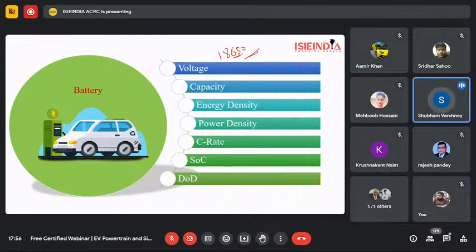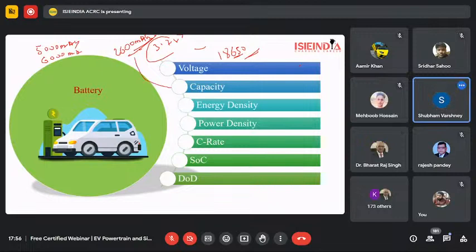So these single cells have a voltage of 3.7 volts, which is the nominal voltage, and the Ah may be 2600 milliampere hour. Like with phones, we have seen 5000 mAh, 6000 mAh. So this single cell has 2600 mAh. Then we have the capacity. So the capacity means this part only. Then we have the energy density, like how much energy is stored in the single cell.